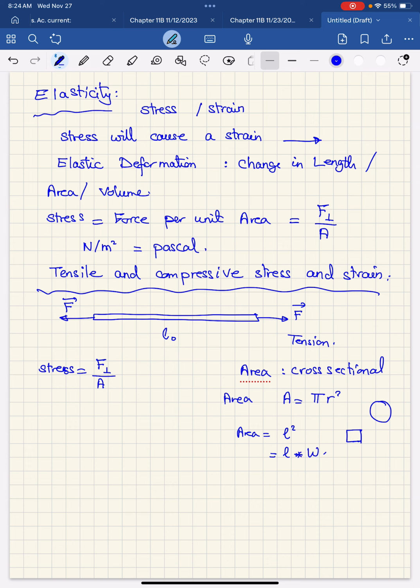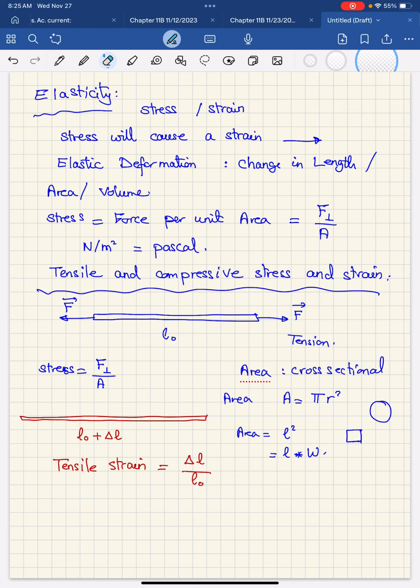Now, as a result of this, the length is going to increase by delta L because of that. And here we are going to have a resulting tensile strain, and that is delta L over L0. It's just the ratio between the change and the original length.